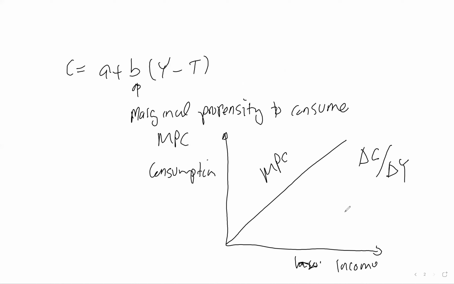For example, if consumption increases by 80 cents for each additional dollar of income, then the marginal propensity to consume will be equal to 0.80 divided by 1, which is 0.8.